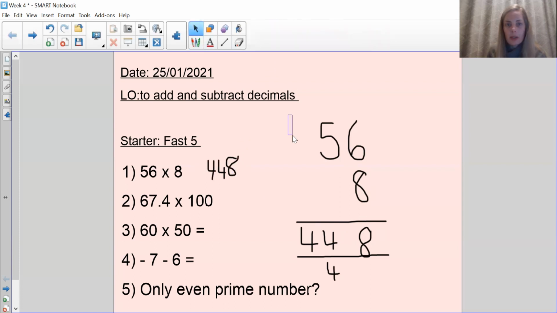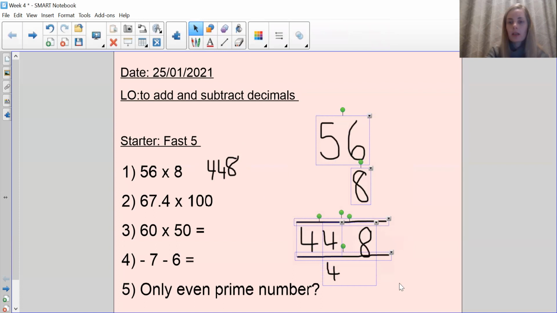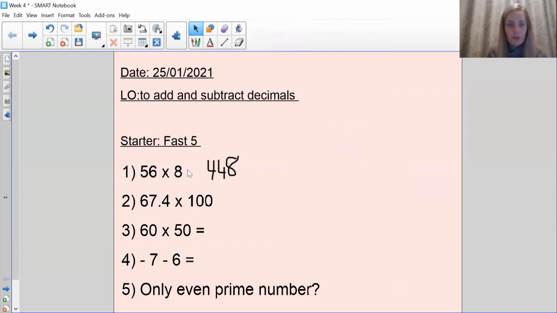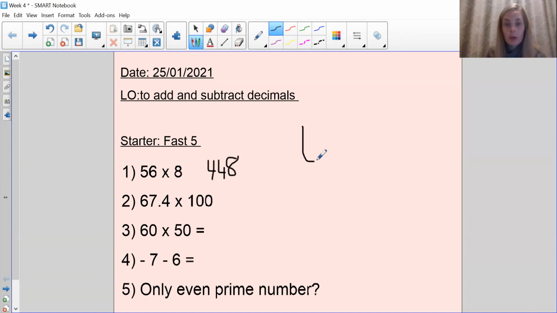Okay, and we're just going to delete these to have some space. Right, the next one. This is where children become very lazy and they try and do it in their head. Now, for those children who can do it in their head, that's fine. But in order to not make any silly mistakes, I would rather you write it down and work it out.